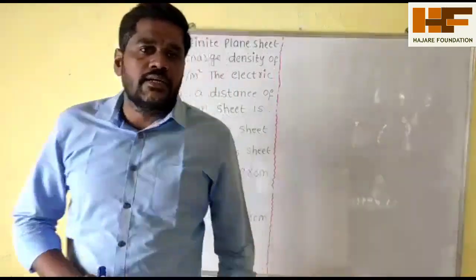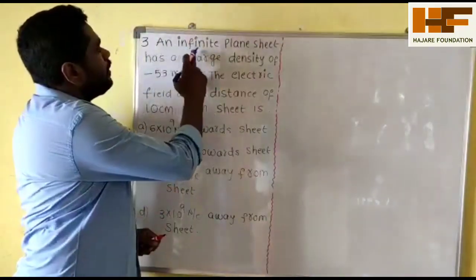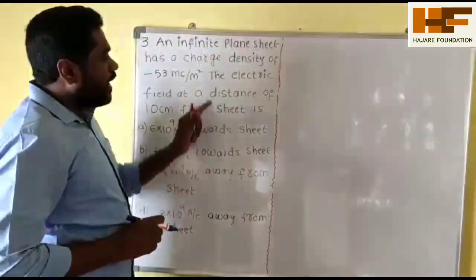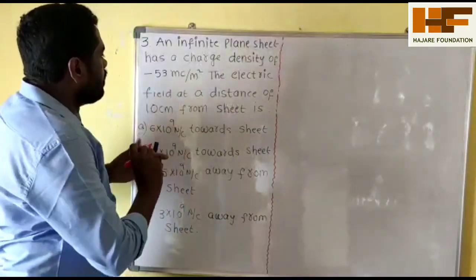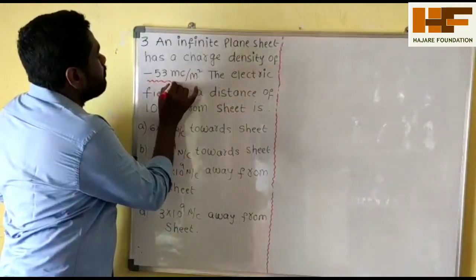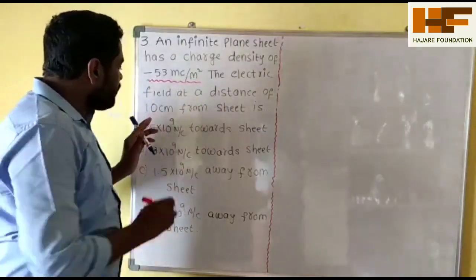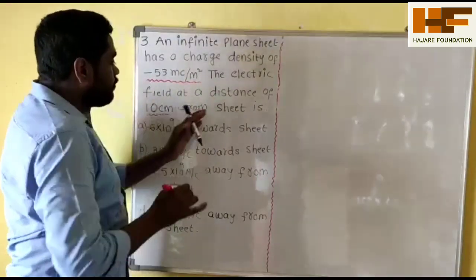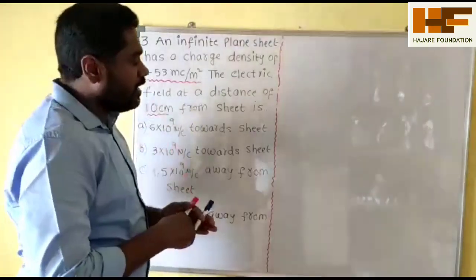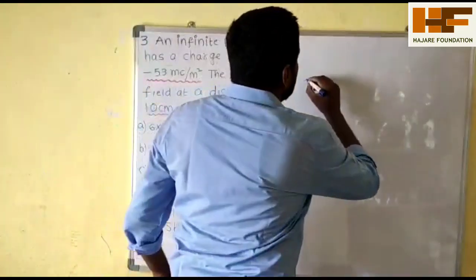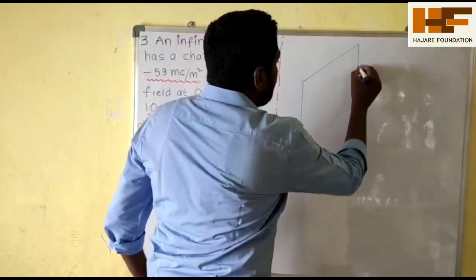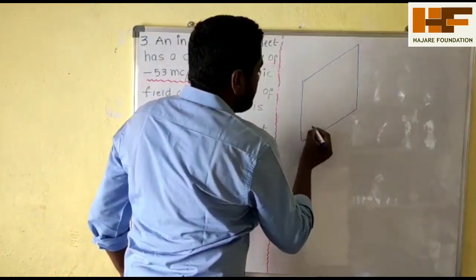Now let us discuss the third problem. An infinite plane sheet has a charge density of minus 53 millicoulomb per meter square. The electric field at a distance of 10 centimeter from the sheet is. So first of all, let us draw the infinite plane sheet. Let us assume this is the infinite plane sheet. I am assuming that.